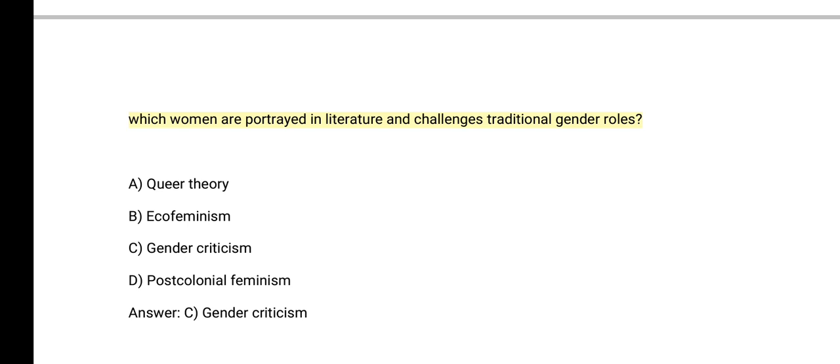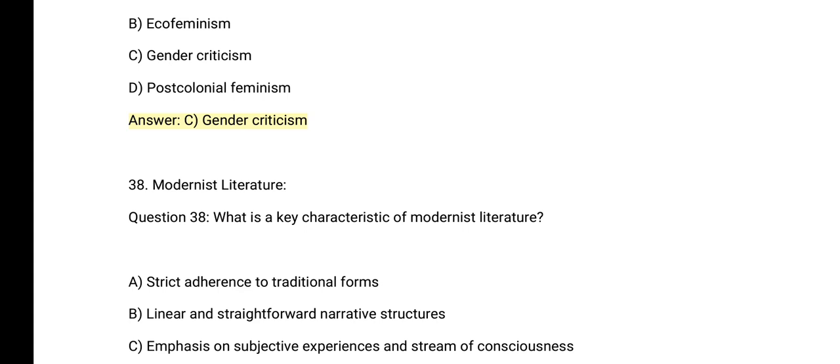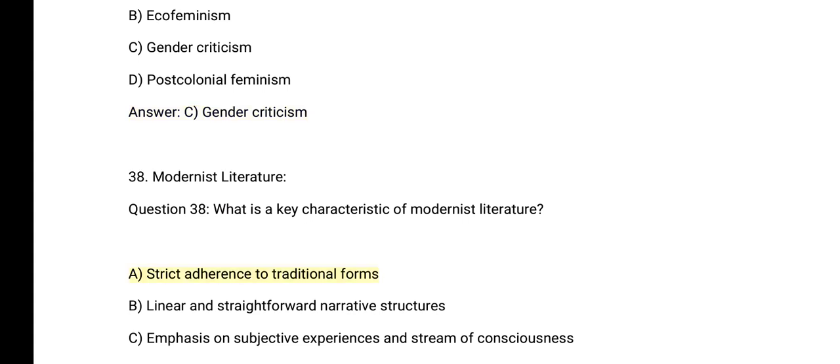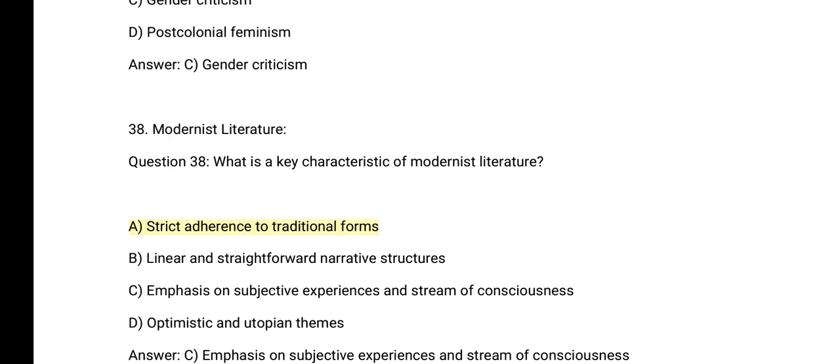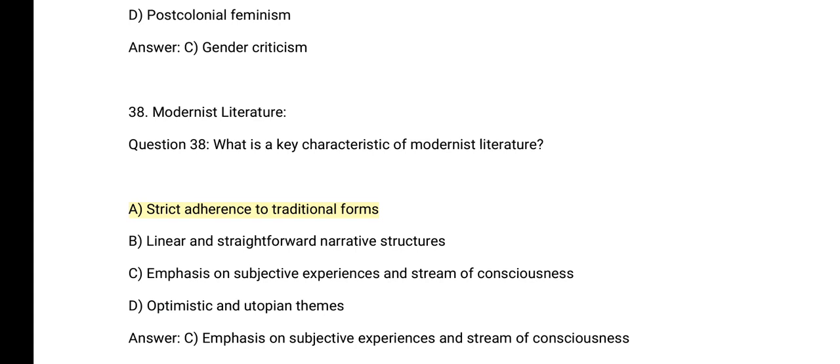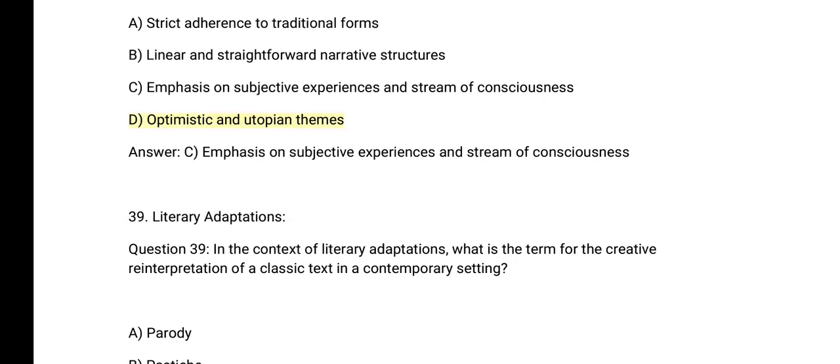38. Modernist literature. Question 38. What is a key characteristic of modernist literature? A. Strict adherence to traditional forms. B. Linear and straightforward narrative structures. C. Emphasis on subjective experiences and stream of consciousness. D. Optimistic and utopian themes. Answer: C. Emphasis on subjective experiences and stream of consciousness.